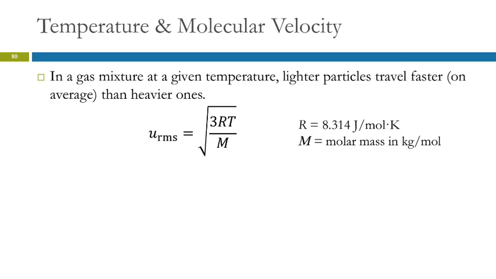So in a gas mixture at a given temperature, lighter particles travel faster than heavier ones, right? Because, let's do this. Kinetic energy is 1/2 mv squared. If the mass is small, the velocity has to be higher to have the same kinetic energy. If the mass is large, the velocity will be smaller.